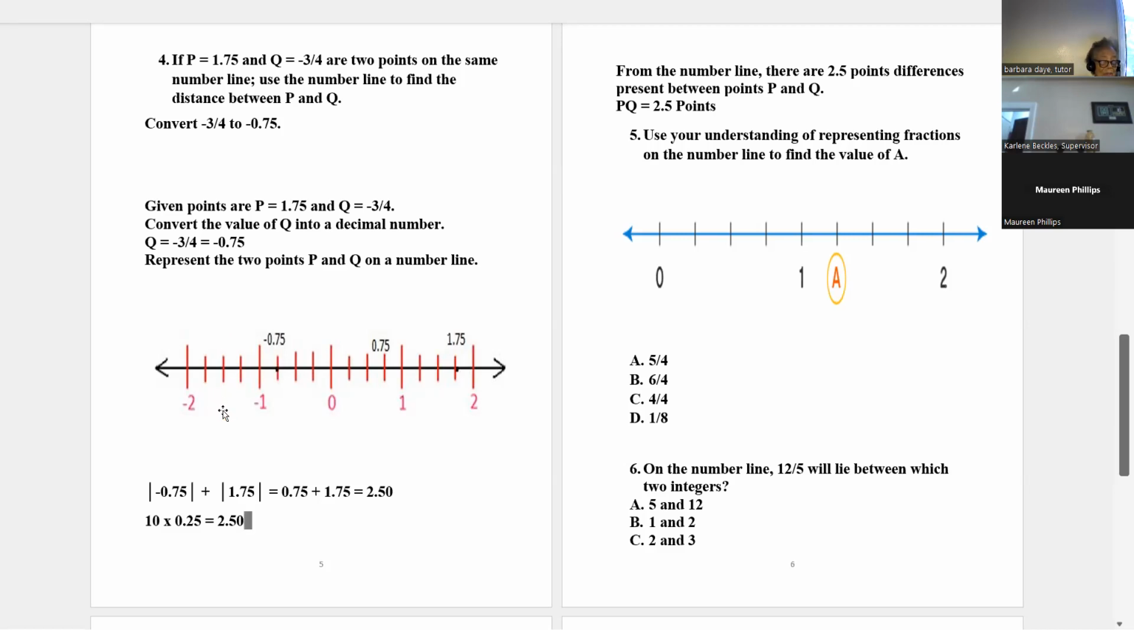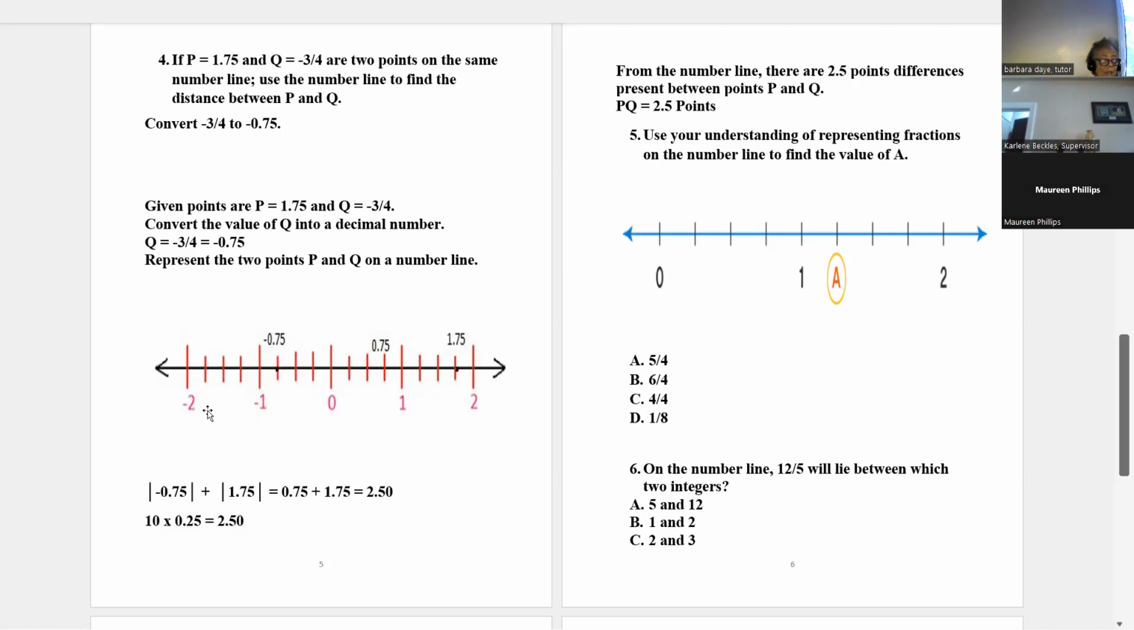Just think money, because money you can relate to very easily. Midway between $1 and $2 is 1.5. So it's a negative, so that would be minus 1.5. Add another 0.25, and this point would be minus 1.75. Is it making sense, Maureen? Yeah.